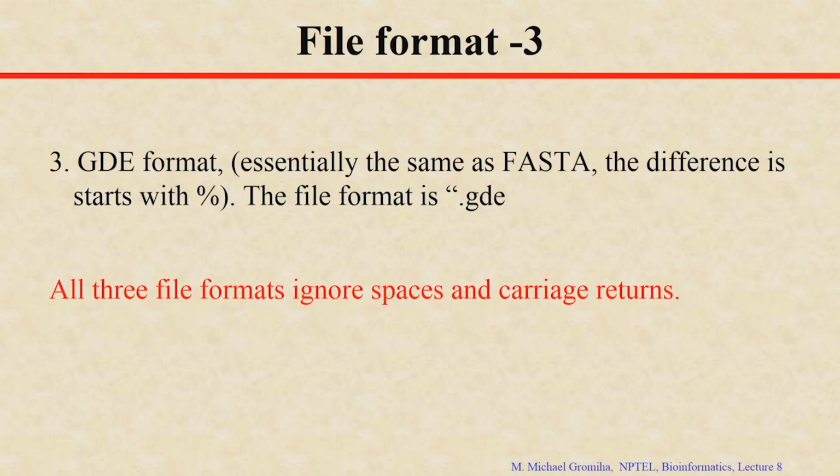There is another format, the GDE format. This is also similar to the FASTA format, and the only difference is that it starts with a percentage sign. These are formats used earlier in the literature. Currently the FASTA format is widely used in many bioinformatics problems. Here you have the extension .gde. All these formats ignore spaces as well as carriage returns. So, if you have a space, it is automatically ignored and the sequence is taken continuously.